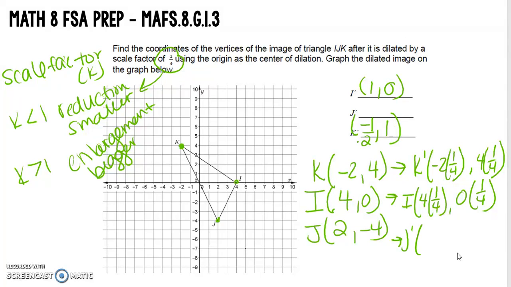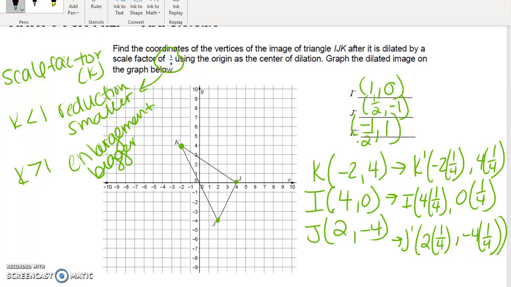Last one would be J prime. So 2 times 1/4, and then -4 times 1/4. 2 times 1/4 would be 1/2, and then -4, 1/4 of that is -1. So now we can go ahead and draw in all these new points.